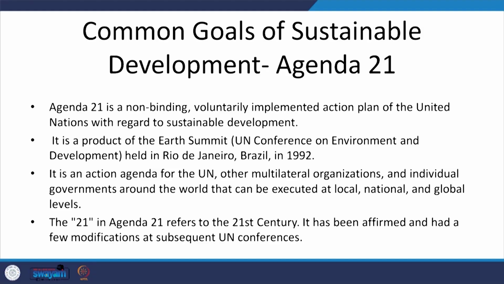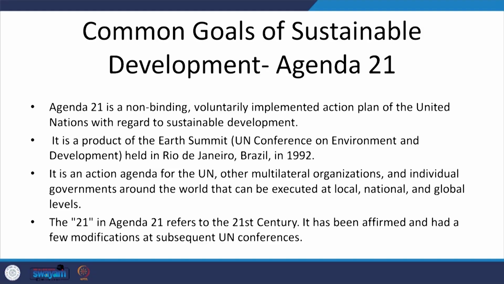If we look at Agenda 21, which was the second document which was the product of the Earth Summit at Rio in 1992, it was a non-binding, voluntarily implemented action plan. So while the declaration only stated the principles and it was a brief document, Agenda 21 was actually an action plan of the United Nations with regard to sustainable development. It is actually an action agenda for the UN and other multilateral organizations and individual governments around the world that can be executed at all levels, local level, national level and global level.